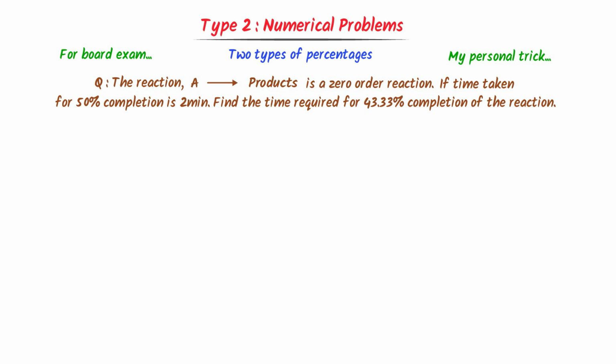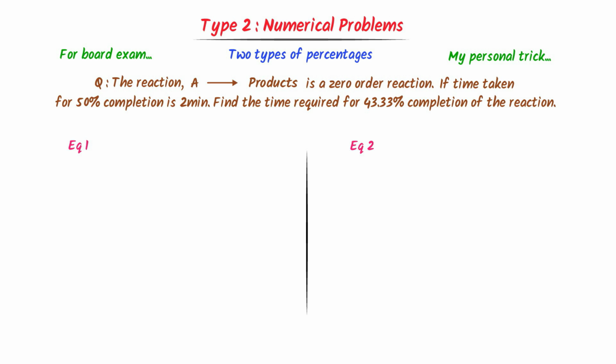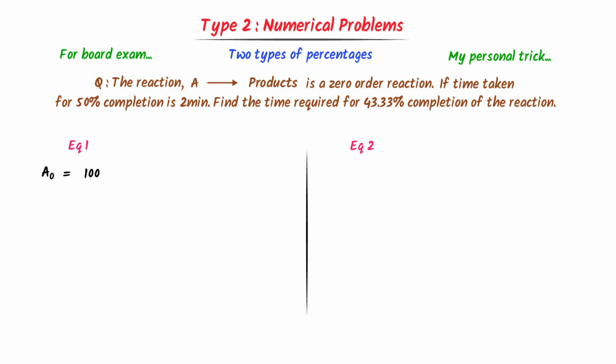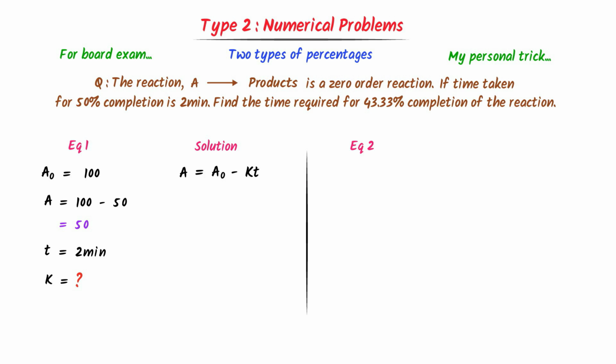Well, in such type of numerical problems, I always write two equations. Let's consider that the initial concentration of A reactant, A0, is 100. After time t equal to 2 minutes, the concentration decreases 50%. I write A equals 100 minus 50 is equal to 50. It means that after 2 minutes, 50% concentration of A reactant is used and 50% concentration of A reactant is remaining.